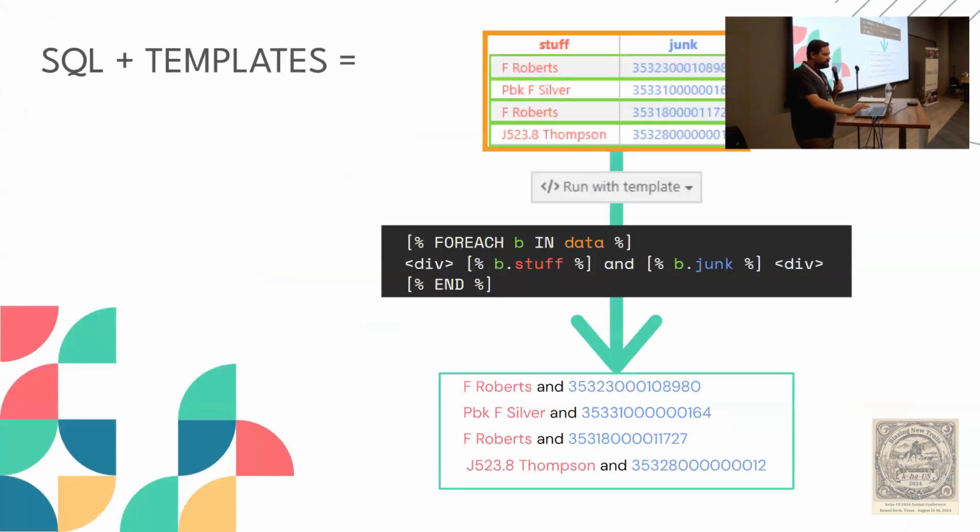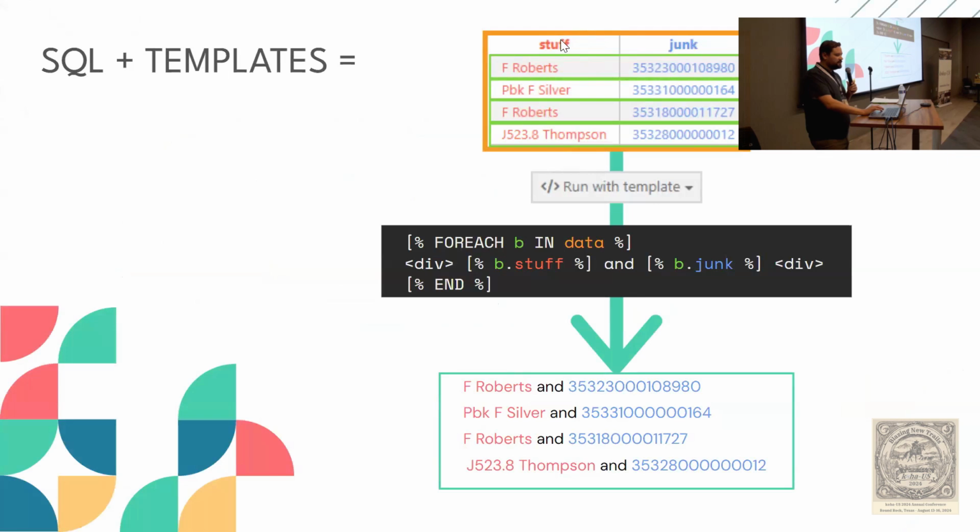And here's another, better visual representation of that. So we ran the report, we got our stuff column, our junk column, the rows are circled in green, so that's our B. The data is circled in orange, so that's our data. And then the stuff is red and the junk is blue. And if I ran that through the template, this is the result I would get. It wouldn't be colored because I didn't actually put that CSS in there, but you could do that.